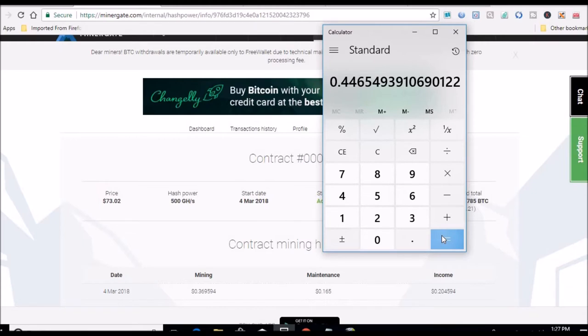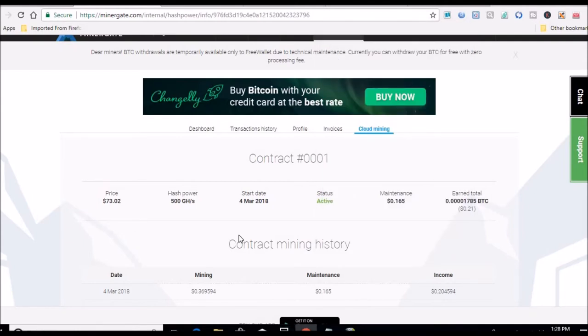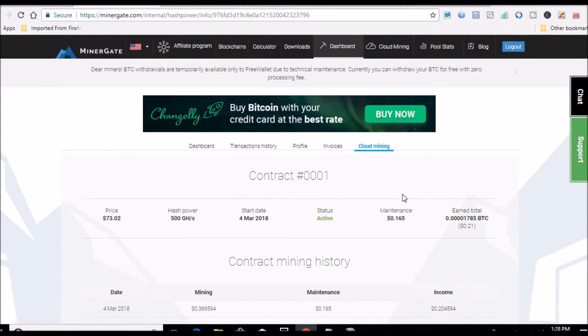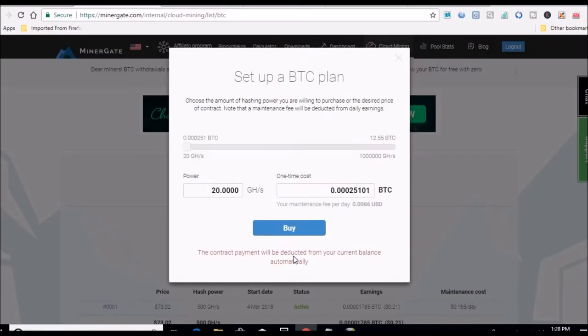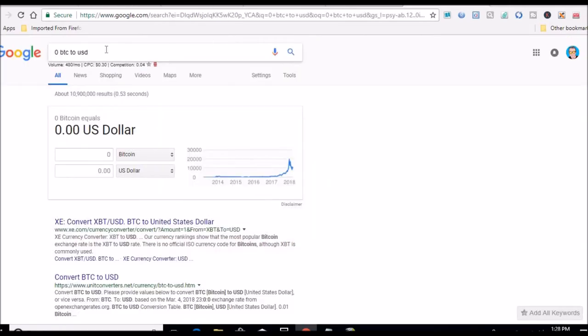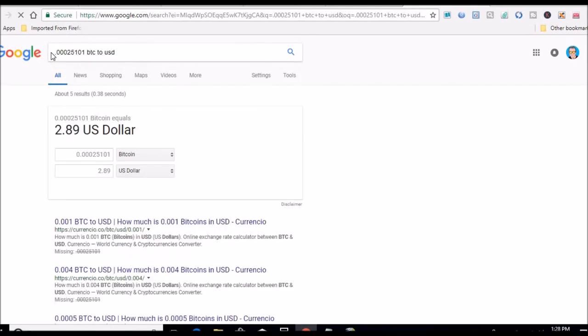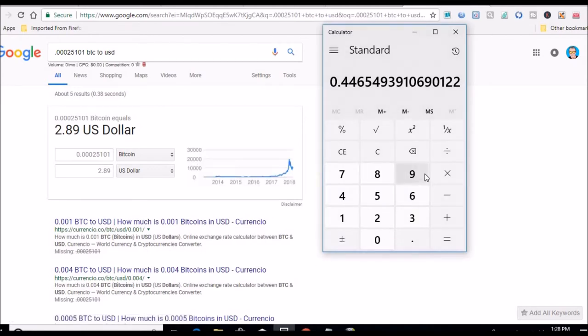Which is pretty much right on par with what Hashflare is. But Hashflare right now, it's $1.80 for 10 gigahash. They do have a sale going on right now, so I think it's $1.66 per 10 gigahash. So even still here at MinerGate, if you wanted to purchase, you can buy a minimum of 20 gigahash for, let's just copy this right here and I'll show you how much it is. We'll go over to here. So it's $2.89. We will divide that by 2. 2.89 divided by 2 gives us about $1.45 per 10 gigahash. So that's 21 cents cheaper per 10 gigahash than Hashflare with the same fees, roughly.